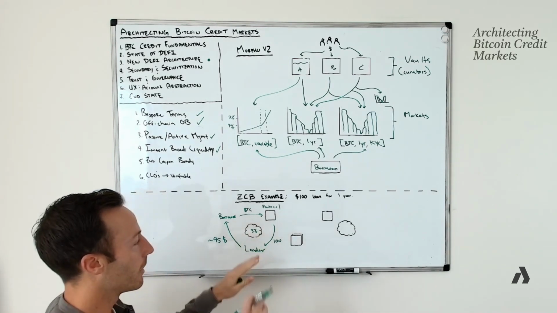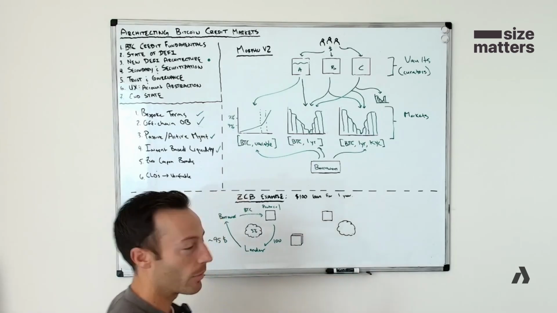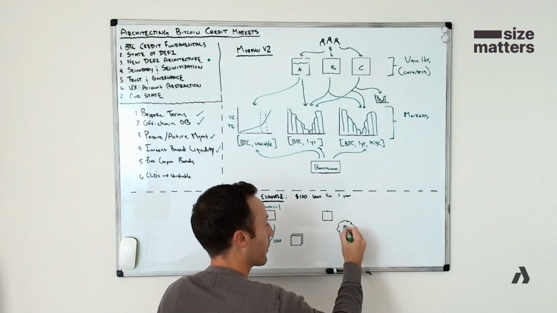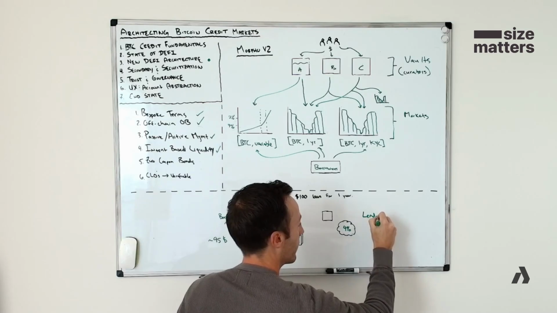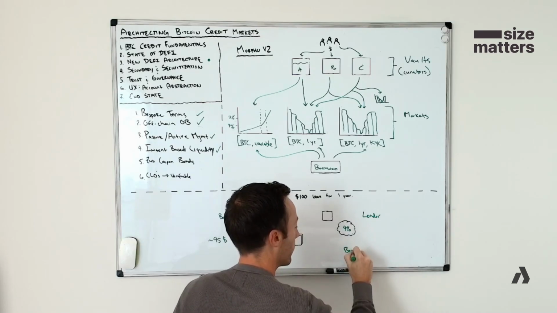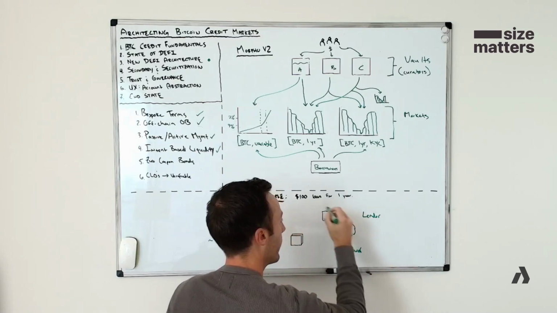Okay, so this will make more sense when I give a second example where somebody originates a loan for 4%, right? And let's say we have the lender over here, we have the borrower, okay, and you have the protocol.